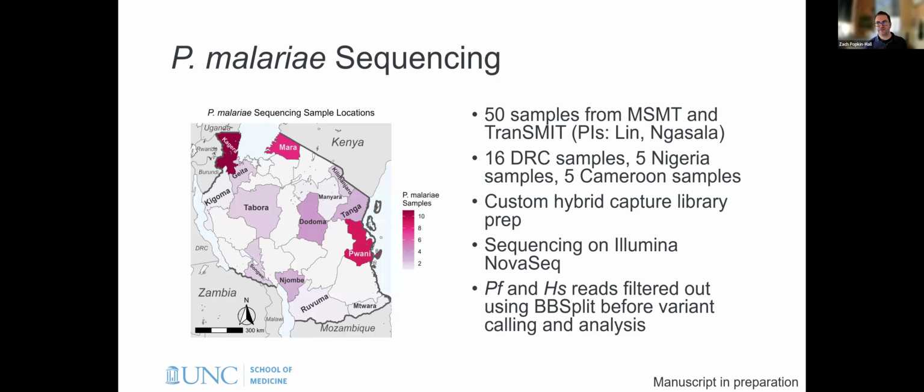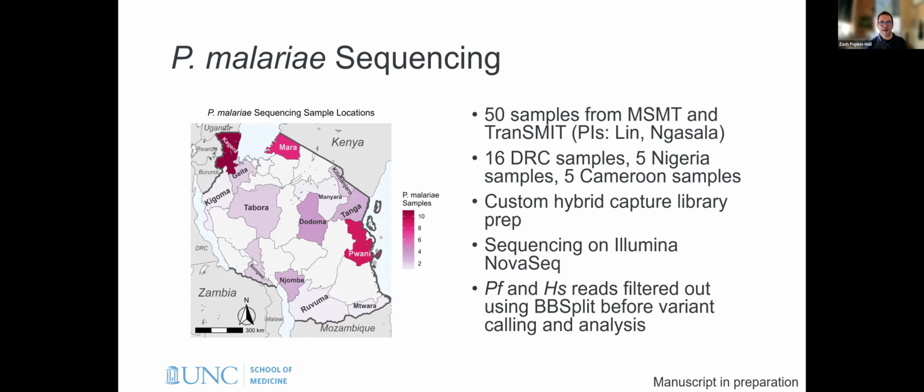That included 50 samples that came from this study, and then some that also came from another study in Tanzania led by Jessica Lin, who's here at UNC, and Billy Nagasala, who's at MUHAS in Tanzania. They were kind enough to let us look at their samples as well. And then we also are including samples not from Tanzania. So we have 16 samples from the DRC, 5 from Nigeria, and 5 from Cameroon that are also included in this study. Those have not been as fully analyzed as the Tanzanian samples, full disclosure, but I will mention them here and there.